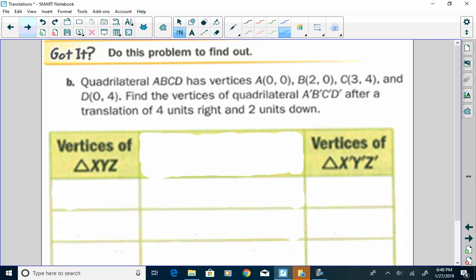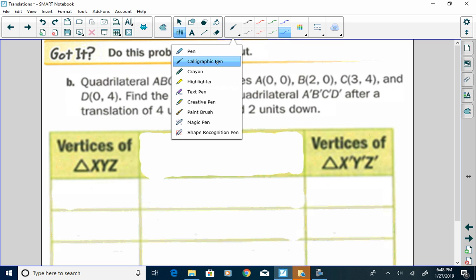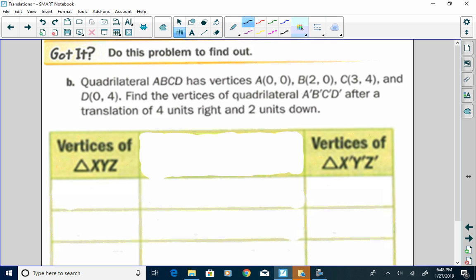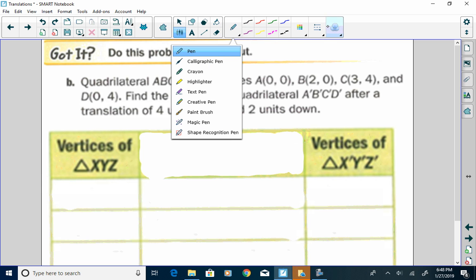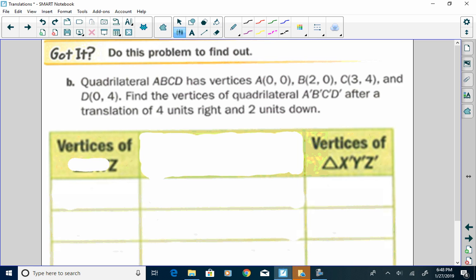Let's try another one, but here we have to make our own rule. We're told quadrilateral ABCD. Let's fix that for a second. Let's erase that. All right, good enough. Let's try that again. So the quadrilateral ABCD, and this is going to be A prime, B prime, C prime, D prime.